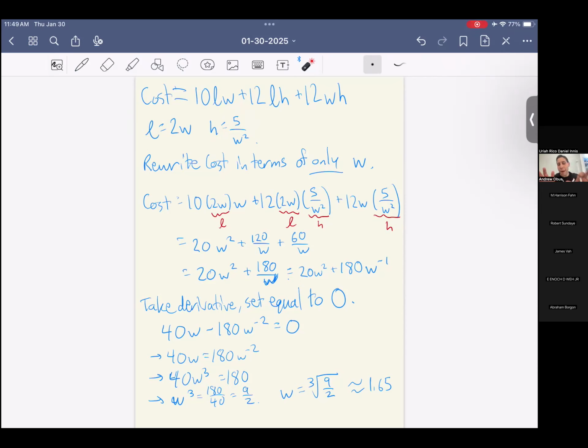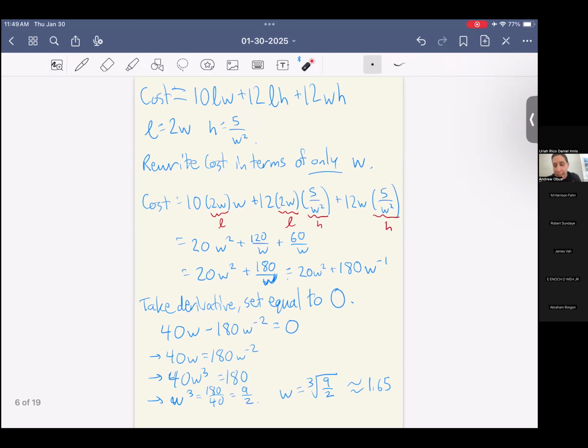It's going to look about as close to a cube as it can. That's what the calculus is telling us. Okay? So the only calculus we're actually doing here is taking a derivative and setting it equal to 0, right? The calculus is not complicated.